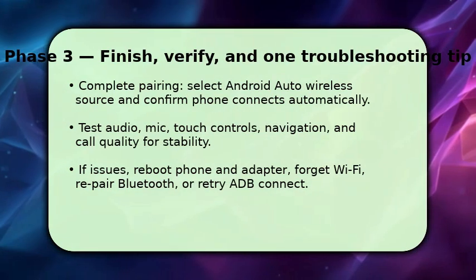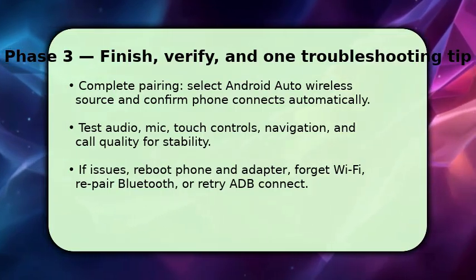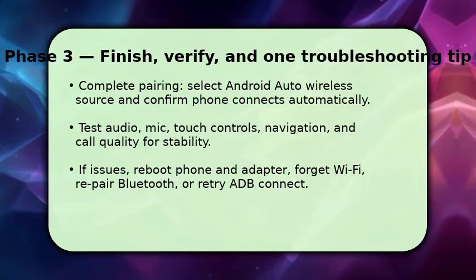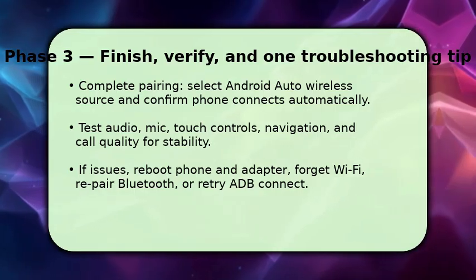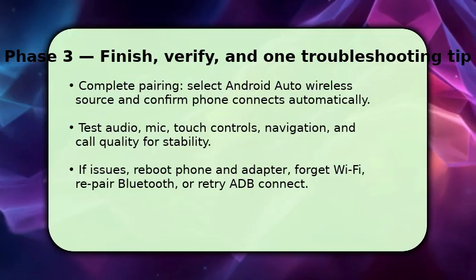You finish by selecting the car's Android Auto wireless source and confirming your phone connects automatically. This verifies the handshake and stored credentials. Then test audio, microphone, maps navigation, and media controls to ensure latency and microphone pickup are acceptable.